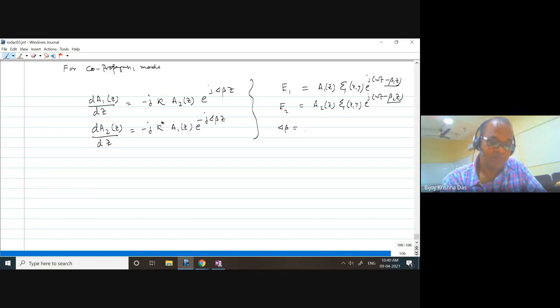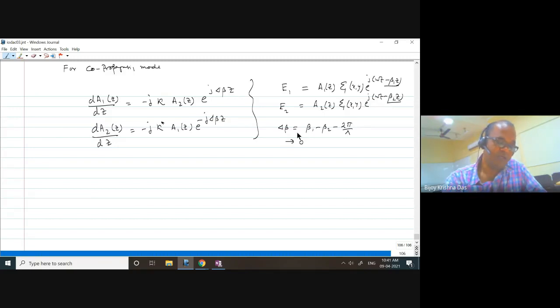Delta beta is equal to beta 1 minus beta 2 minus 2 pi by lambda. And we should not forget that only when this tends to 0 will coupling be possible. If there is a large deviation from 0, then coupling will not be possible.